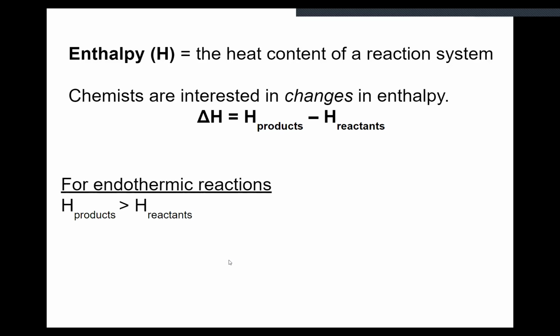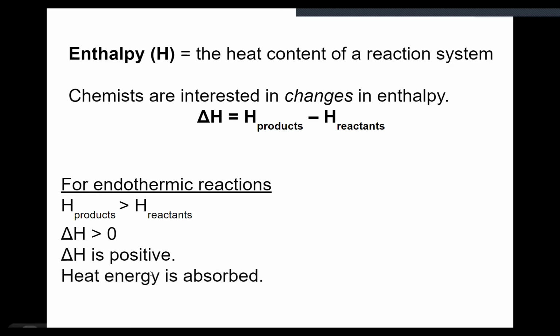Just in the back of your mind, remember, in equilibrium, you're not always going to end up with products. Okay, if it's an endothermic reaction, product enthalpies are greater than reactant enthalpies. So if you perform this subtraction, and by the way, all enthalpy values are positive. You can't have negative heat content. So a large positive number minus a smaller positive number gives you a change in enthalpy that's greater than 0. So for endothermic reactions, the delta H, the change in enthalpy, is positive. That means that heat energy is absorbed by the system.